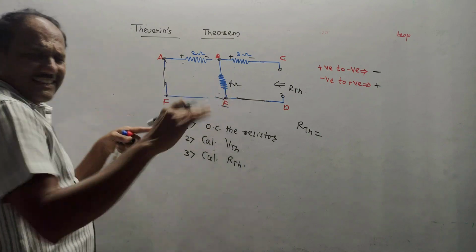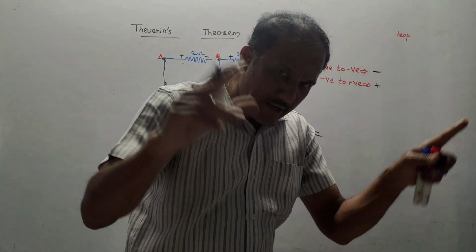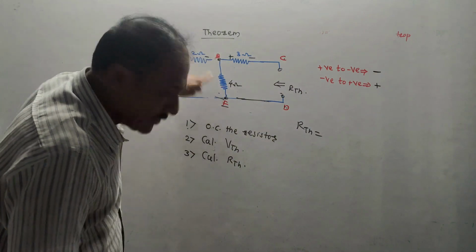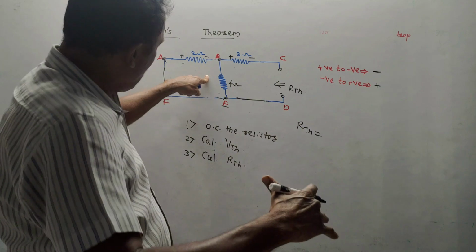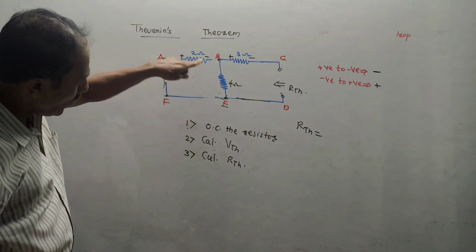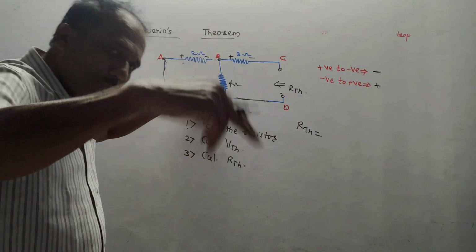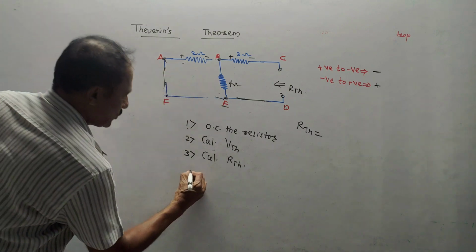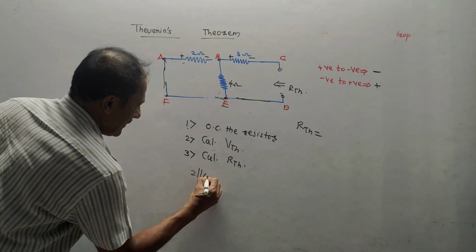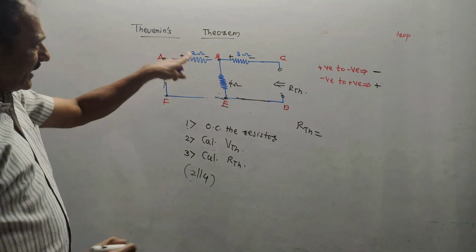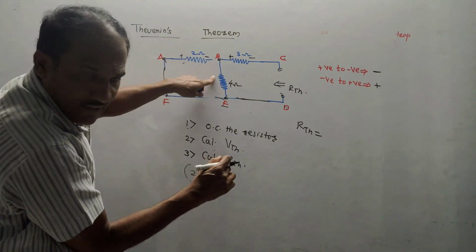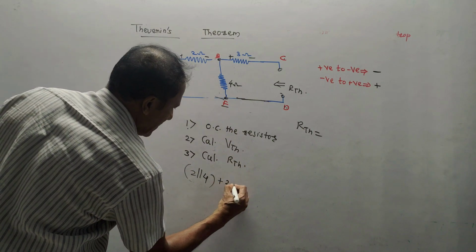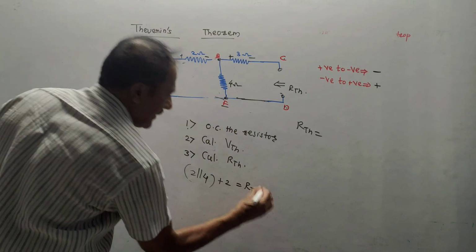Or make the things like this. If the 2 ohm and 4 ohm are in separate wires, these are two different wires, they are in parallel. If they would have been in the same wire, they would have been in series. Since 2 ohm and 4 ohm are in two separate wires, they are in parallel. So I will write it like this: 2 parallel 4. After doing this calculation, you will get one value. Remaining resistance is 3. Since I have taken this in parallel, remaining take it in series, plus 2 will give you the value of RTH.